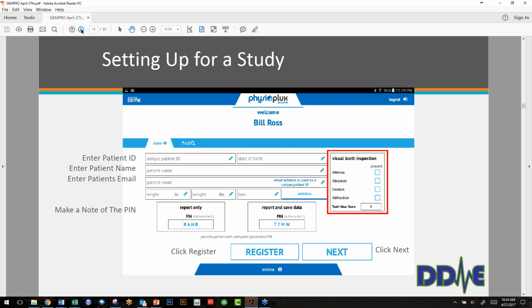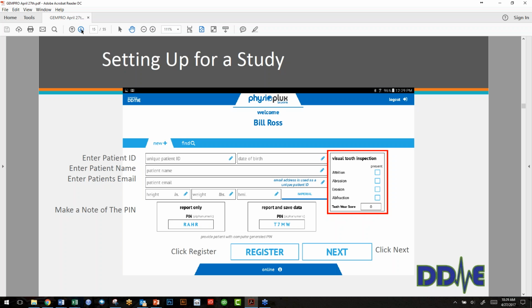So where it says report and save data PIN, ignore that for now. We're developing a product that we're going to come out with shortly, and it'll be for that product. So you only ever worry about report only PIN, the one on the left. It'll always start with an R for report. So your 4-digit PIN is what is assigned to your patient. So you've typed in Johnny Jones, Johnny's email, and his height and weight, and then you're going to give him an appointment card or a little post-it or something that has R-A-H-R on it. Obviously it won't have that code, but when you do your tablet, it'll generate a code automatically, and you give that code to your patient.